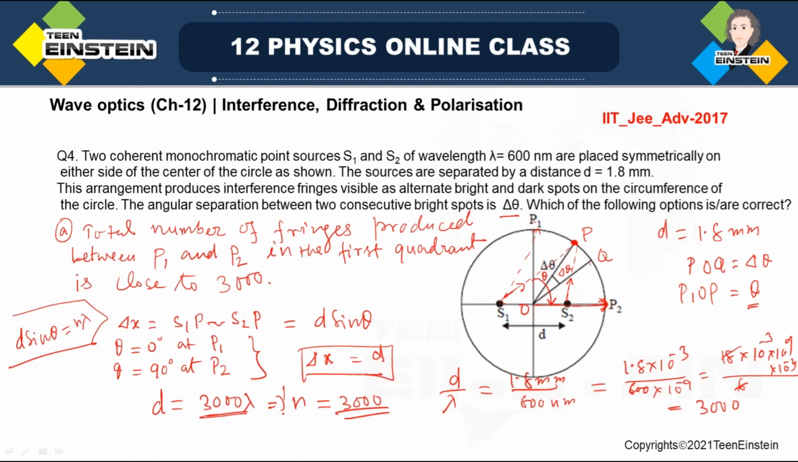And what is that order? That is 3000. That means, starting from here, there will be 3000 fringes occurring in this first quadrant. So the first option, close to 3000, is fine. There will be close to 3000 fringes in between this.